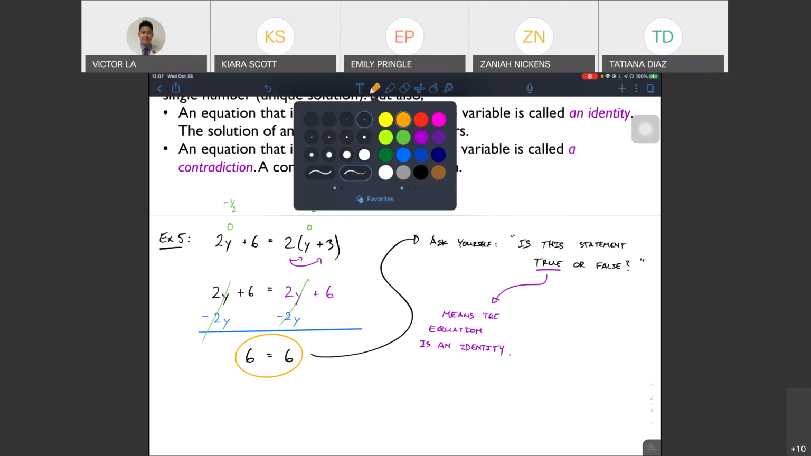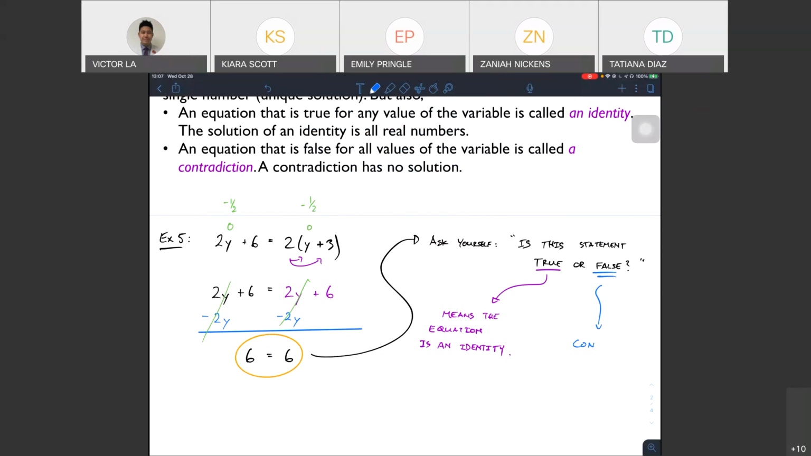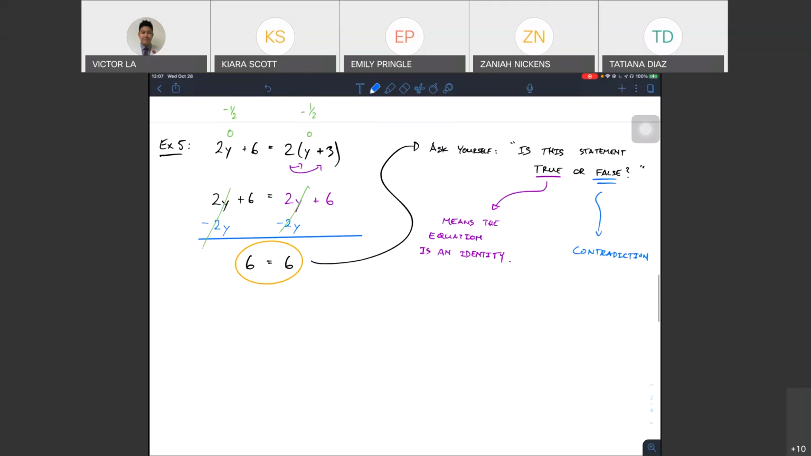Now, if it's false, which I didn't get to yet, that means it's a contradiction. What does that look like? Well, we're going to do example 6 here. So example 6, let me find a contradiction for you guys. Okay, this one's a little bit longer, but we can do it. So 5m plus 3 times (9 plus 3m) equals 2 times (7m minus 1).